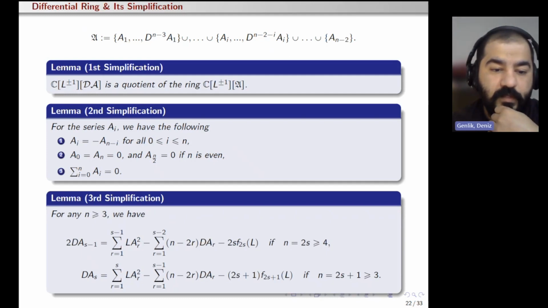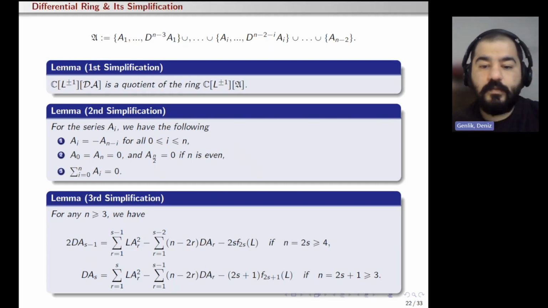And there's a third simplification. It says that after the symmetry cancellations, one of the first derivatives of some elements can be described in terms of the first derivatives of the other elements and their squares and some polynomials in L.